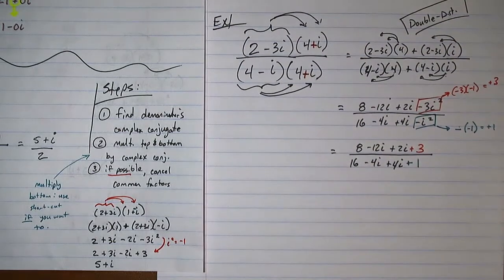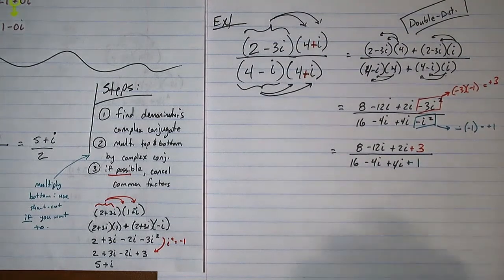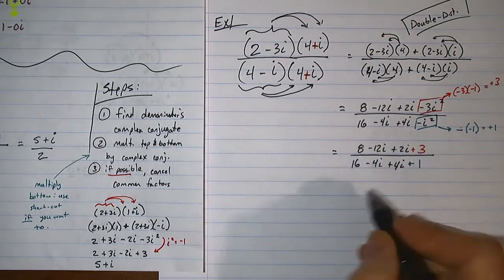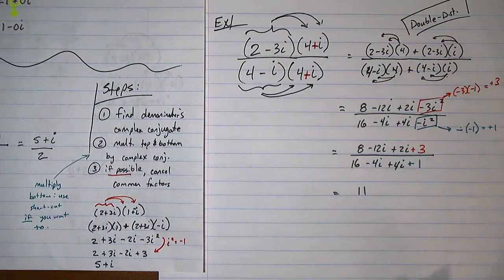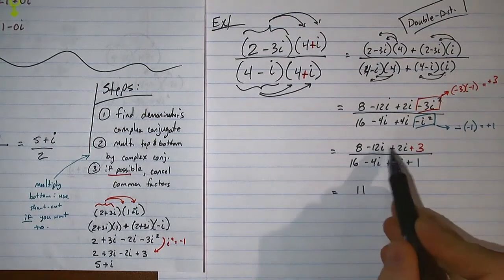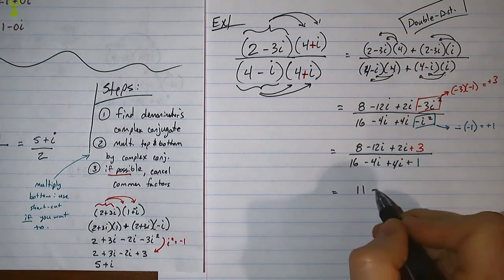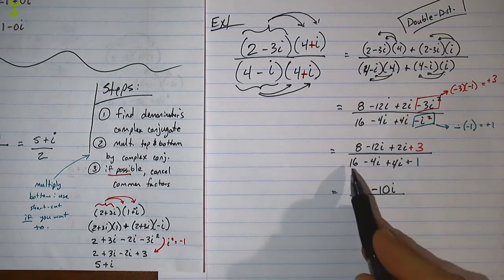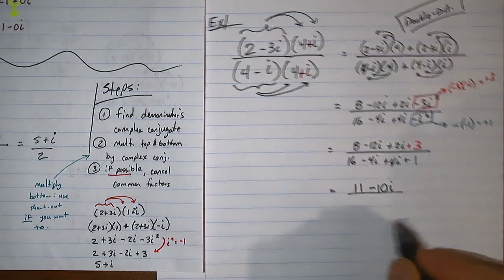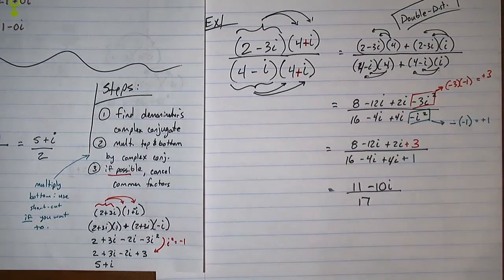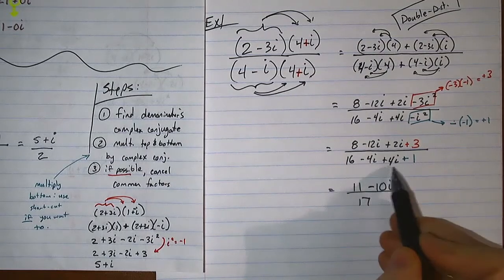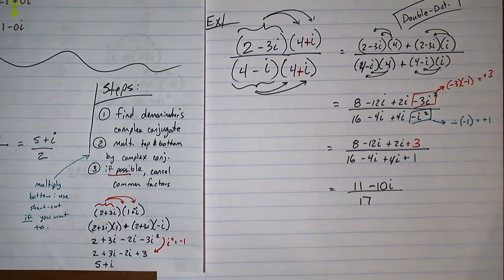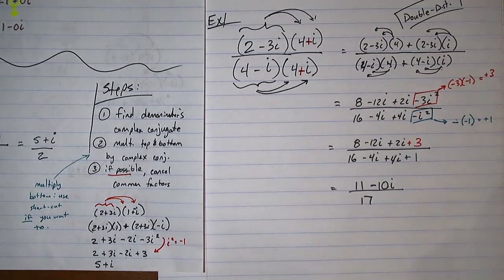All right. Now I combine all my like terms in the top. For my real part, my like terms are 3 and 8. When I combine those, I get 11. And for my imaginary parts, I have a -12 and a +2. Those combine to give me a -10i. In the denominator, my real part is 16 and 1, so those combine to give me a 17. And my imaginary part, a -4 and a +4, they're going to cancel. So I'm just simply left with 17, and that becomes my answer.